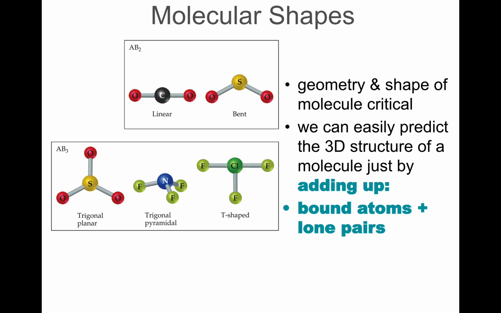The geometry and shape of a molecule are going to be critical when we talk about bonding. We can easily predict the 3D structure of the molecule just by adding up the bound atoms and the lone pairs. We'll talk about each one of those in the future, but really the way we get molecular shapes is by understanding the repulsion between bonded electrons and lone pairs of electrons.